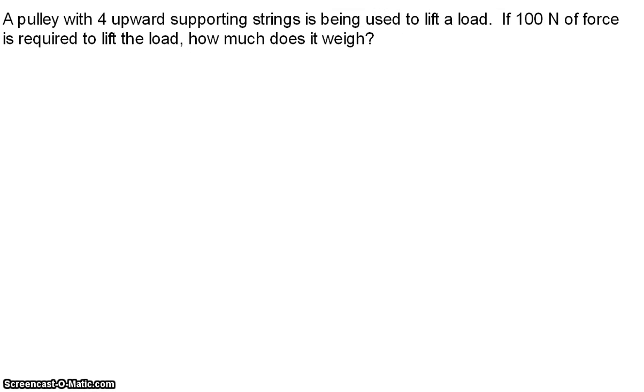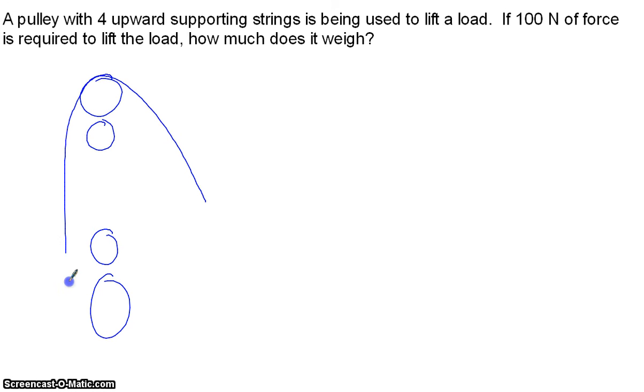A pulley with 4 upward supporting strings is being used to lift a load. If 100 newtons of force is required to lift the load, how much does it weigh? So if we have a pulley, and again, since it doesn't say a pulley system actually, so basically what happens is the string wraps around. So we have a total of 4 strings, and then we've got our load here.